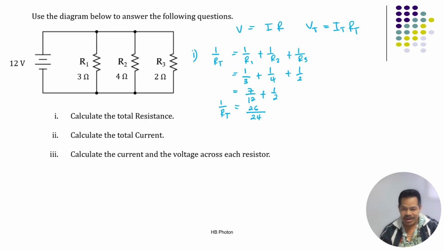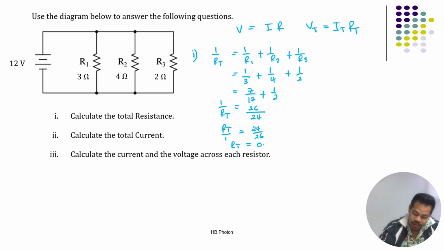So how do we get RT? We take the reciprocal. When we do the reciprocal, RT divided by 1 is RT, and the reciprocal is equal to 24 divided by 26. Now RT is equal to 24 divided by 26, which is equal to 0.26.